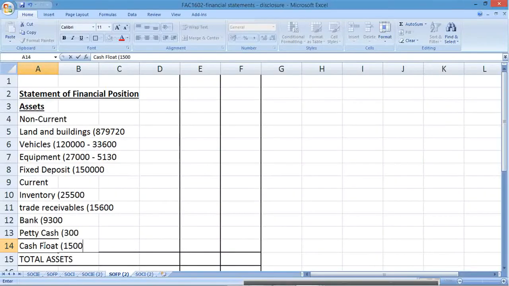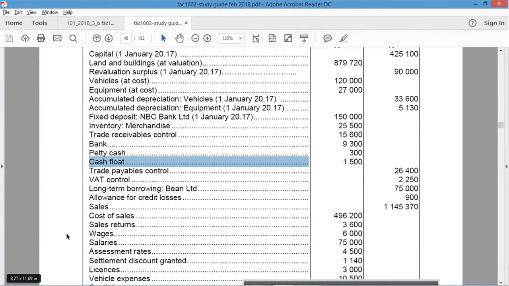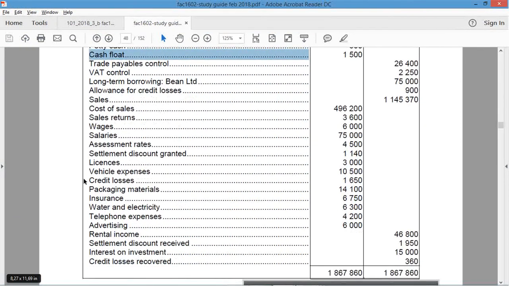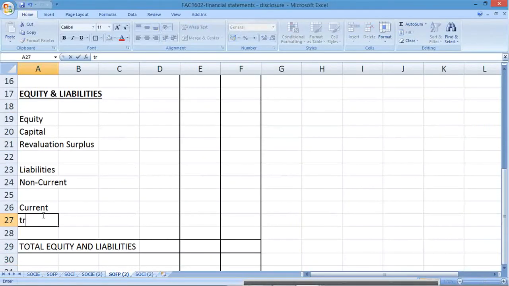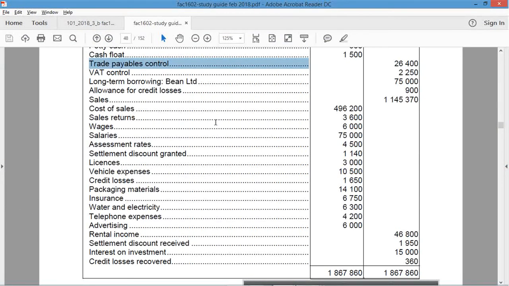1,500. Trade payables is a current liability. Trade payables is 26,400.